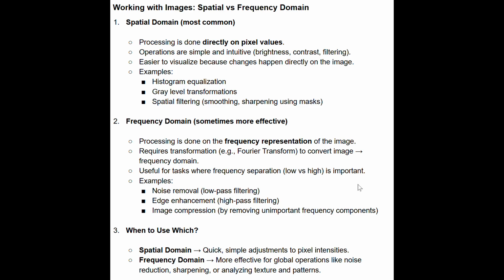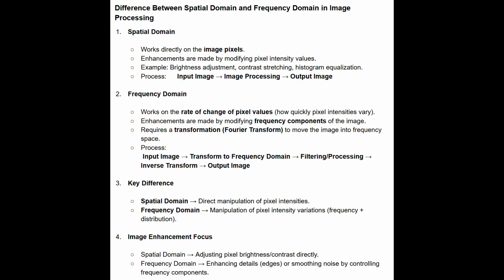Is it clear, everybody? Someone please acknowledge. I just told you the basics behind the spatial domain, the frequency domain, the revision of the spatial domain, and something about the frequency domain, when to use, and the comparison. Someone please acknowledge me. Is it fine? Apurva, you there? Yes, ma'am, understood. Okay.